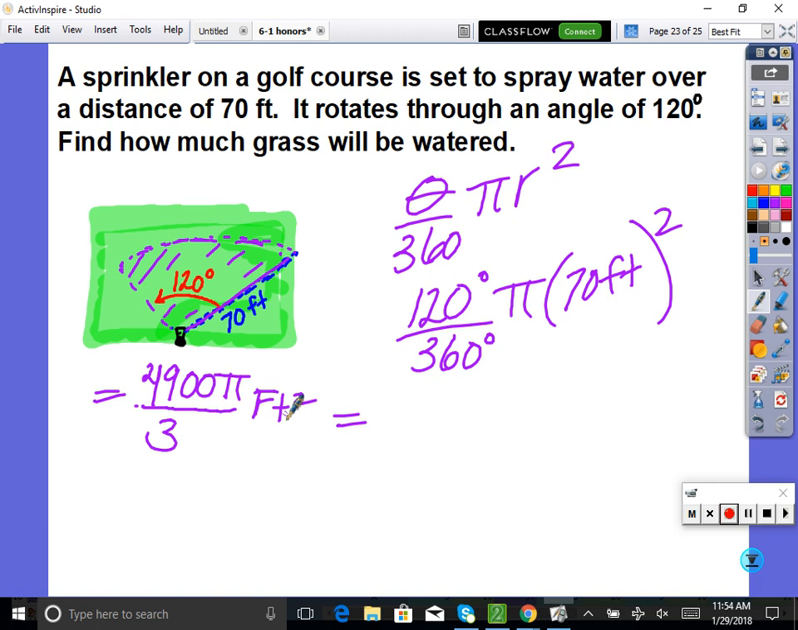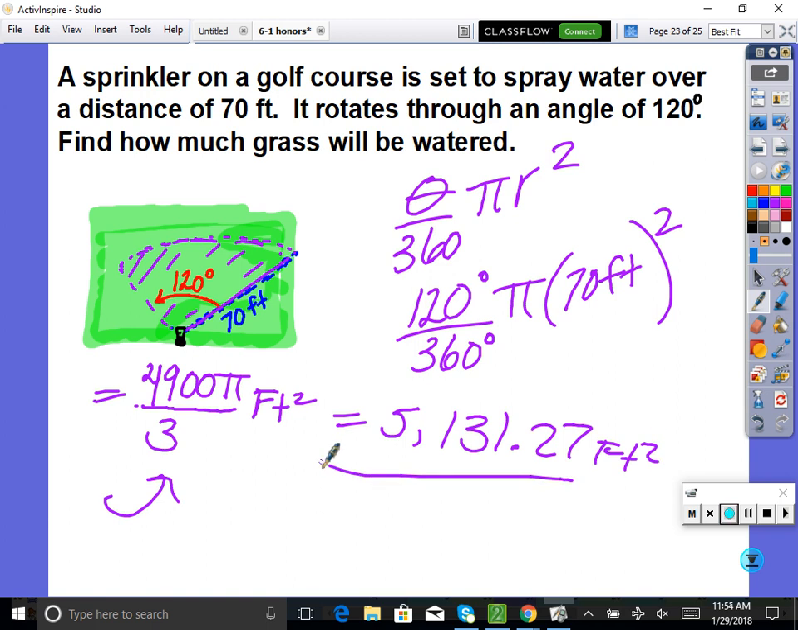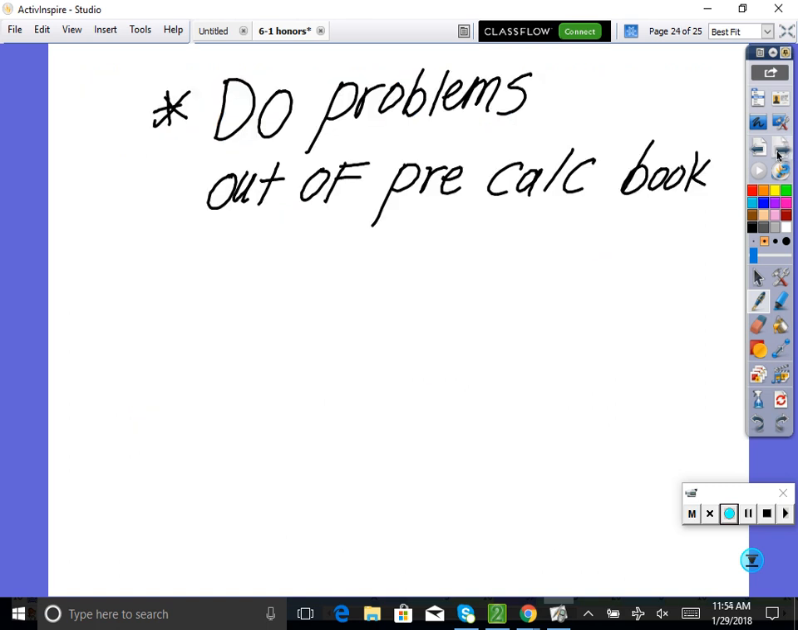Now, if you said that to the golf course owner, he'd be like, what are you talking about? What do you mean pi? And you're like, okay. Fine, you're right. You don't know what I'm talking about. Let me just give it to you straight. Now type in the decimal. How many square feet? Point 0.27 feet squared. So you can tell them you're covering around 5,131 square feet of grass when you're spraying this huge sprinkler. Does that make sense, everybody? Okay, sweet. That's the end of the lesson.